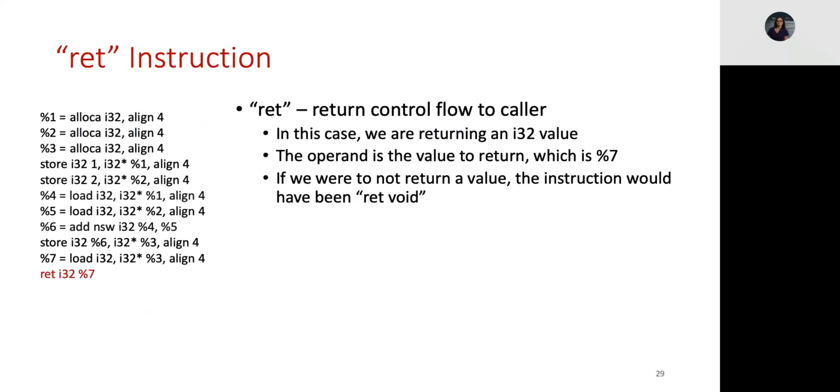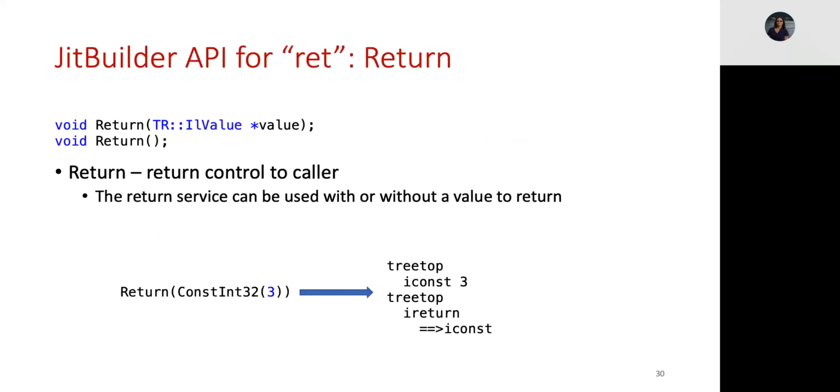And the final instruction we see is the ret instruction, which is used for returning control flow to the caller. It can be either a void return, or you can return any other value depending on the function return type. In this case, it's an int32 return type. And in JitBuilder, we also have a return service to handle something like that. It can either be a void return or return of an IL value.